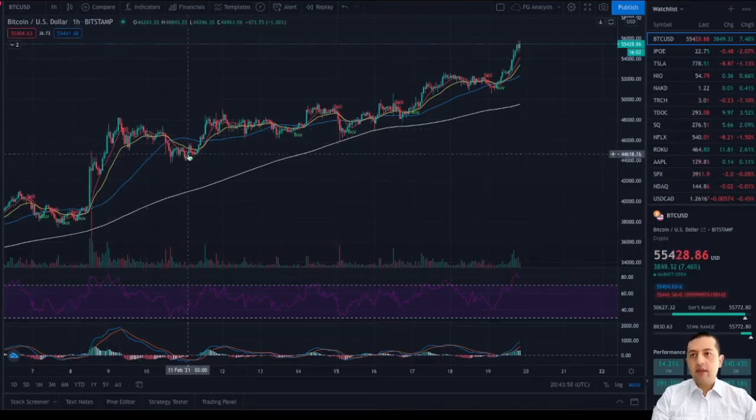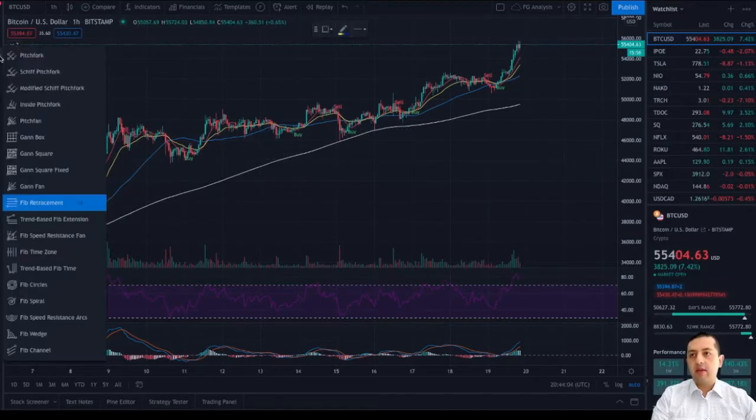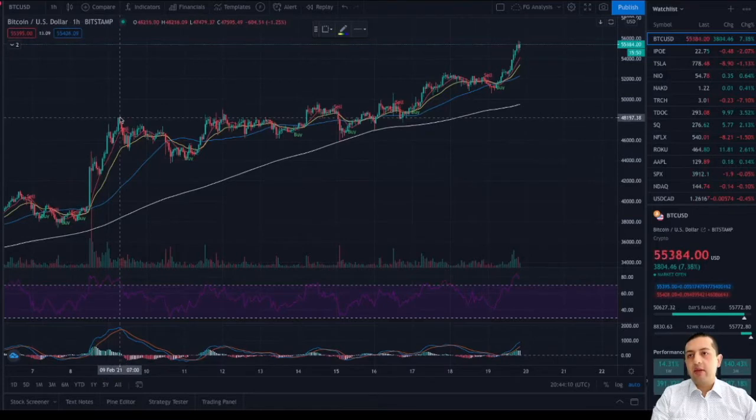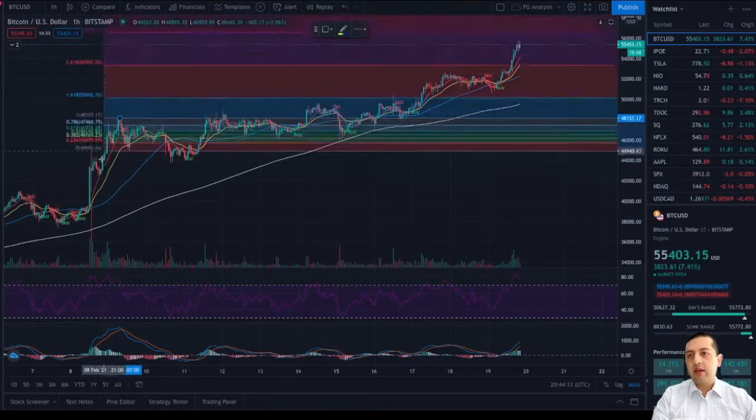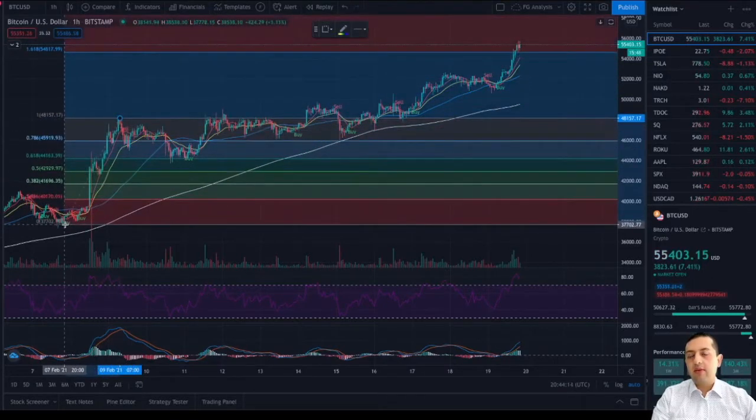Now my next question is, where is price going? And for that, I'm using Fibonacci Retracements. You can go to a platform and look at it here. It's called Fibonacci Retracement, and I'm going to take it from the top of the move that I'm seeing to the bottom of the move that I'm seeing.